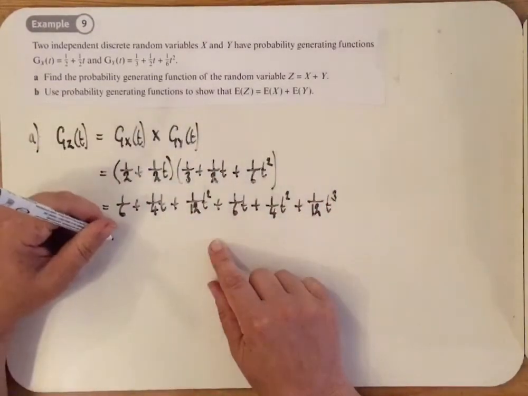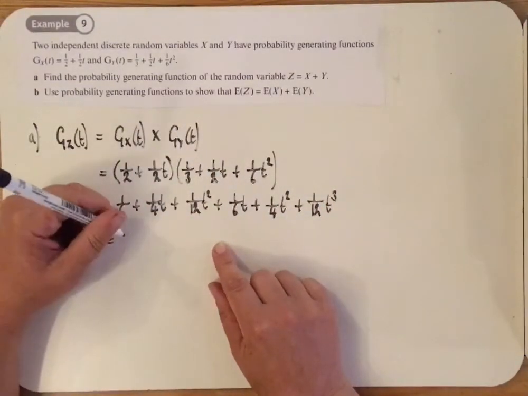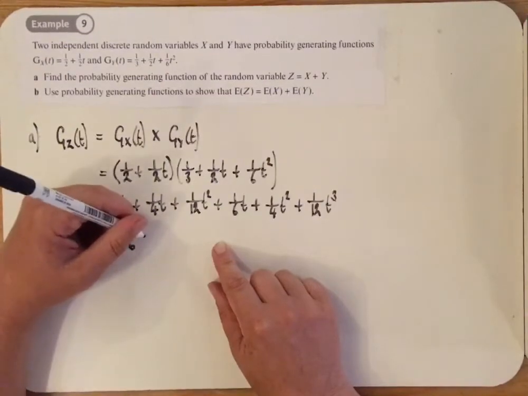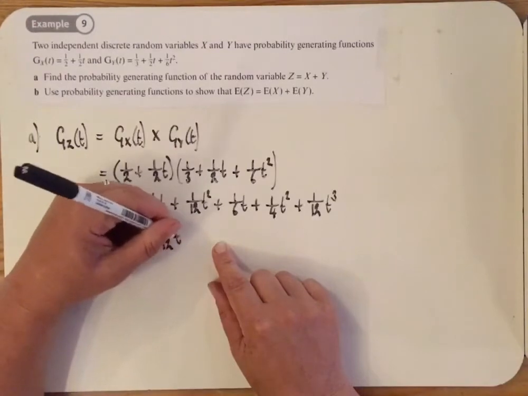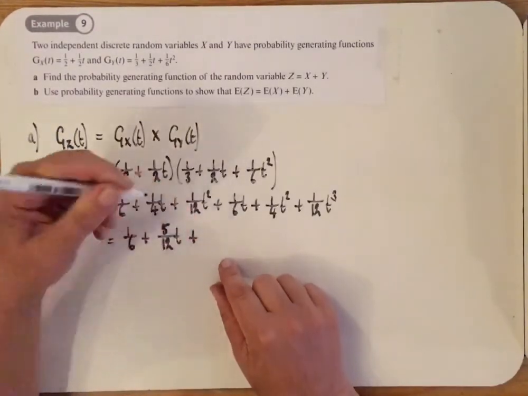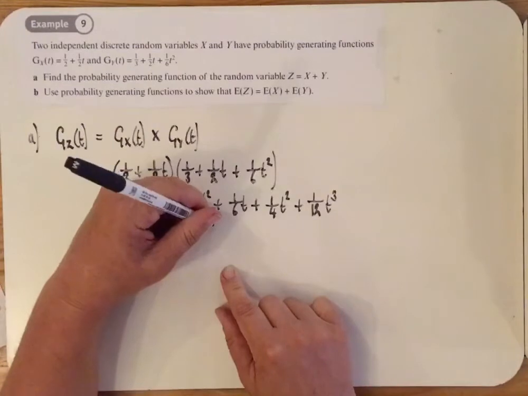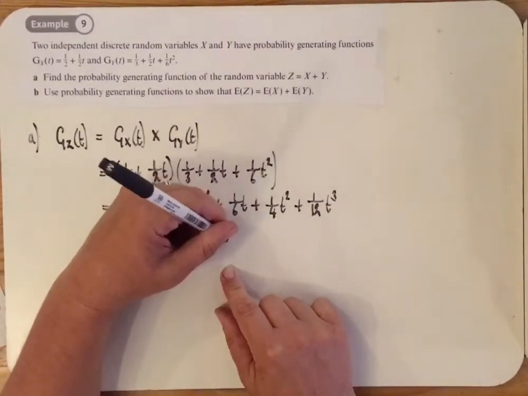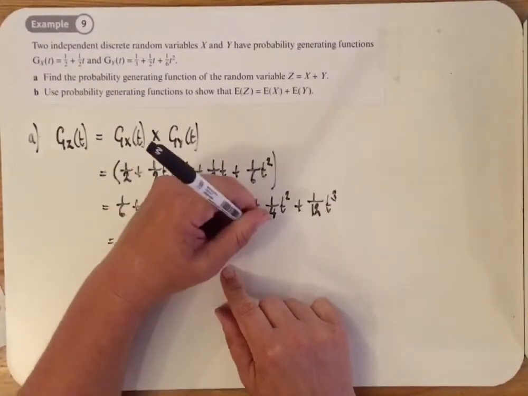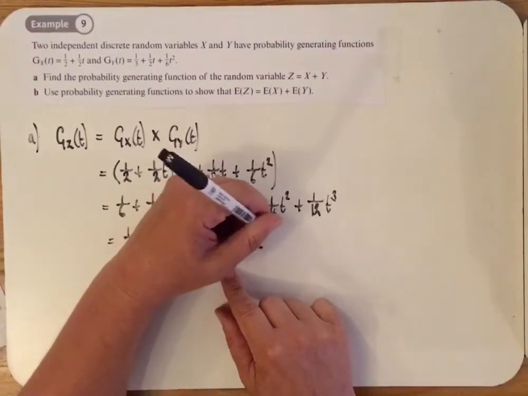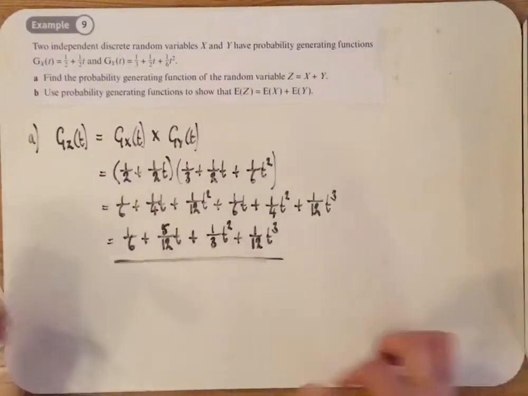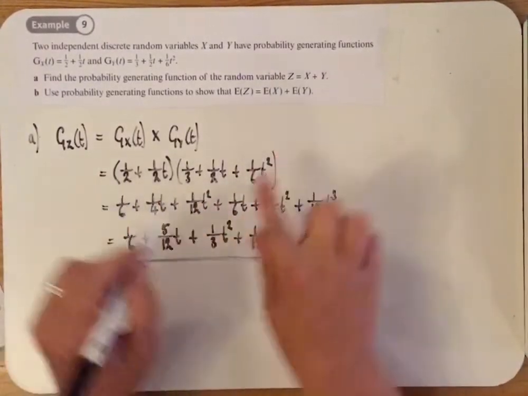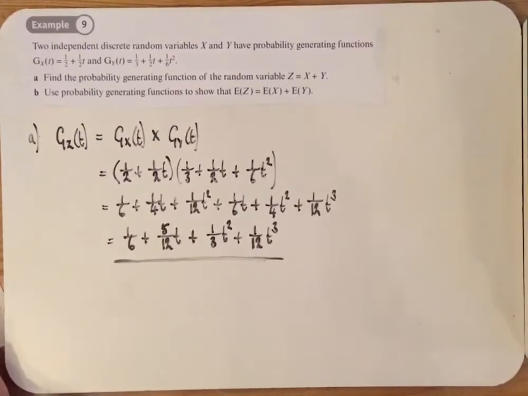And then collecting like terms together, we've got 1/6 plus 5 over 12 t plus a third t squared plus a 12th t cubed. And then that's done. That's all your possible outcomes because you're multiplying everything in here by everything in here. So it just sorts itself out, and because they're independent, it's fine.